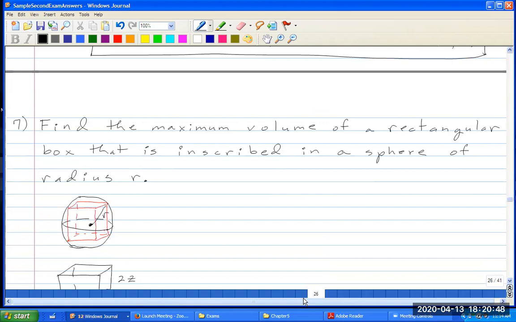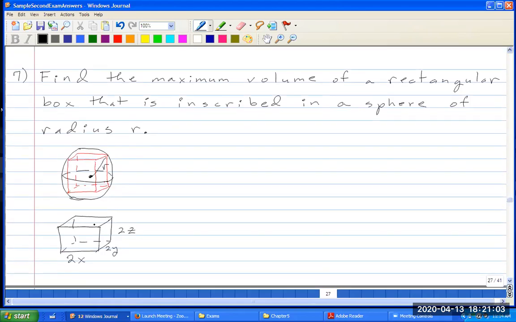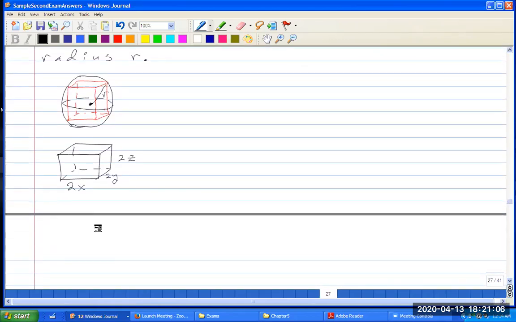So I have here a sphere, and we want to find the box that has maximal volume. And so let's use the following notation. Let the length of one side be 2x, width 2y, and height 2z. So that means that from the center, we just go x, then y, then z.